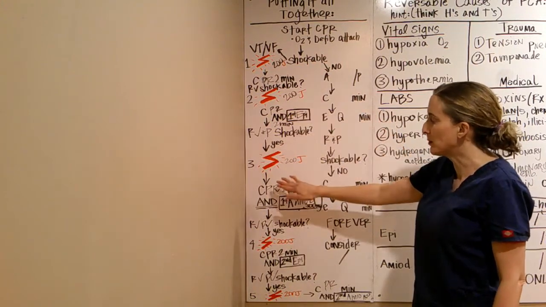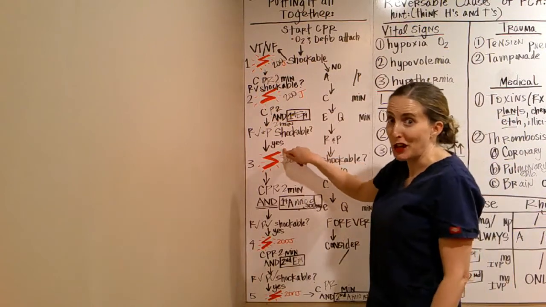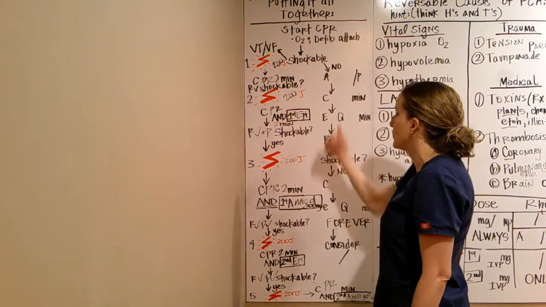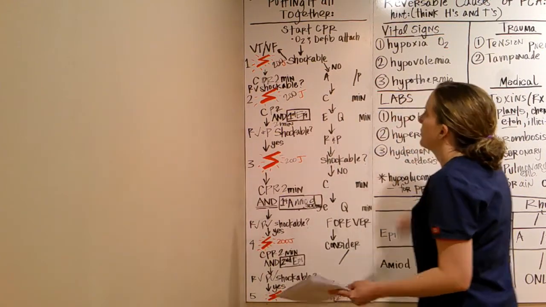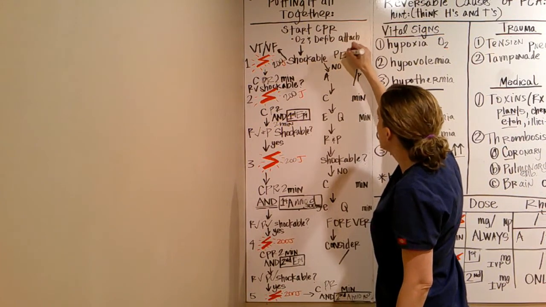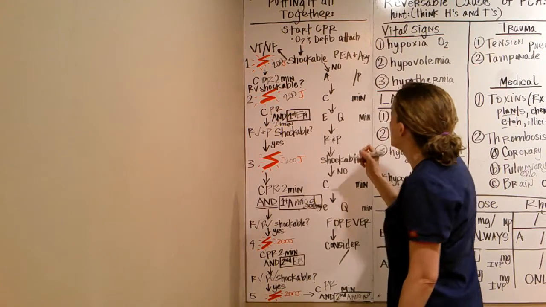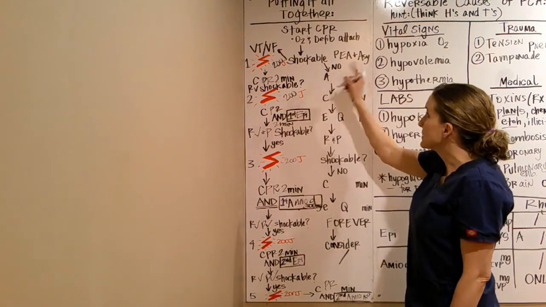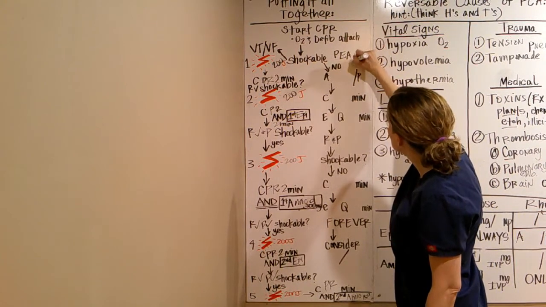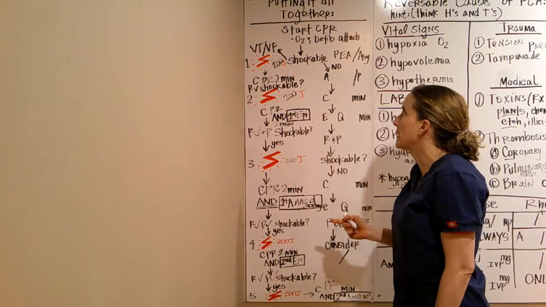So at any time, if this answer is no, when you do a rhythm check, and it's not shockable, you've got to switch over to the non-shockable pathway, right? So our non-shockable is what? Well, we already learned that. That's PEA and asystole, okay? So PEA or asystole follows, and that follows this track here on the right.